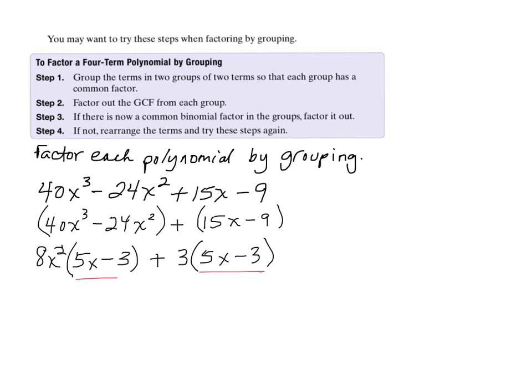Okay, so we have now factor out 5x minus 3, and it leaves us 8x squared plus 3. That is the factored form. Notice it's not factored until you have one thing times another thing. Okay?